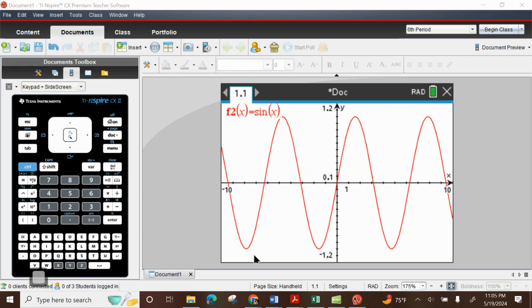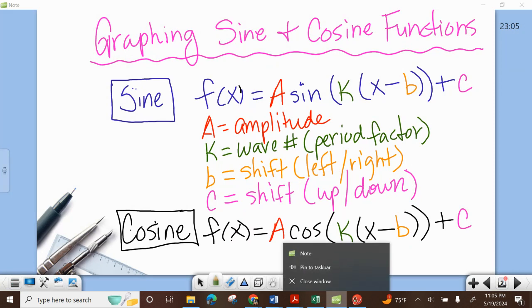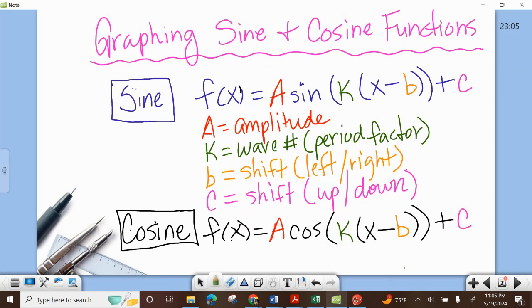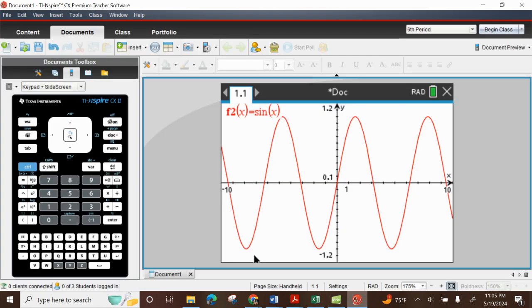When I go back to the notes, you can see the amplitude on that particular one was 1. A was 1, K was 1, B was 0, C was 0. That's your parent sine function. The same thing holds true for cosine. So let's go back to the calculator. I've got an amplitude of 1. I have a period of 2 pi, because remember, the period of a sine function is 2 pi.